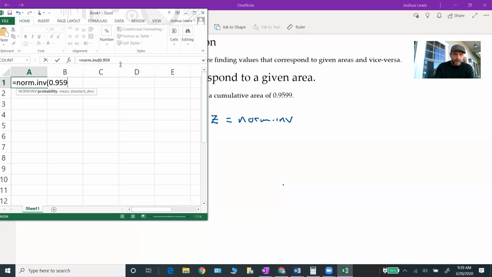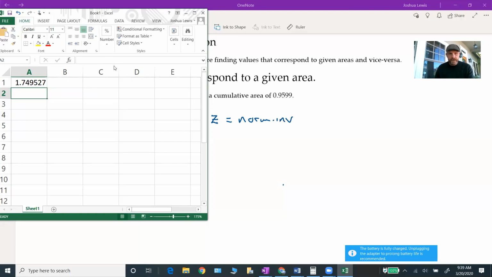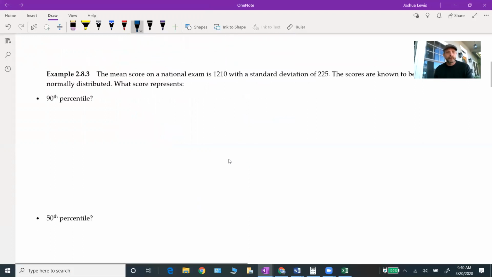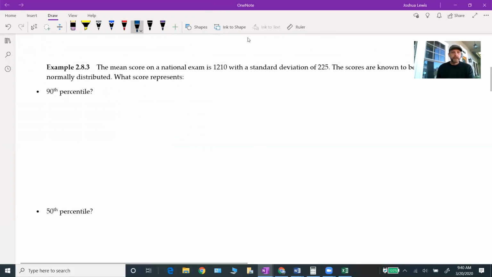So 0.9599. And since it's a z-score, my mean is what? 0. And my standard deviation is 1. And so that z-score turns out to be about 1.75. Okay, so you've got the norm dist to find areas, you've got the norm inverse to find values that correspond to those areas. All right, so let's take a look at this next example.